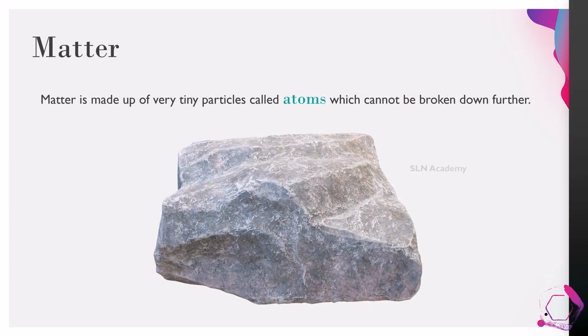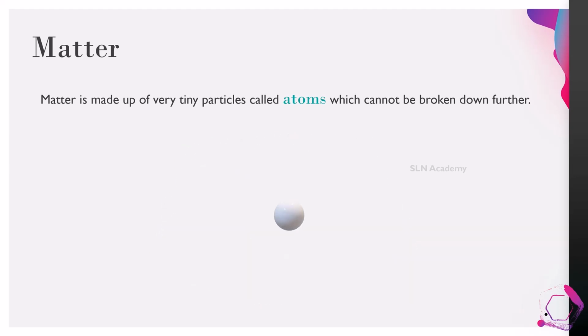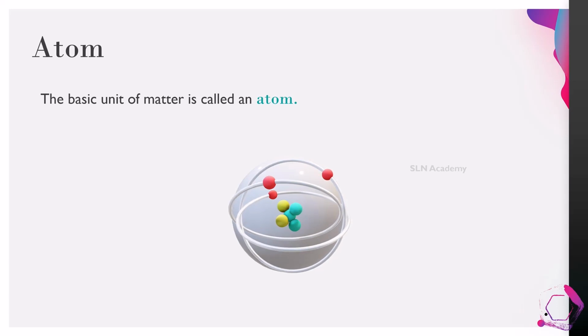Matter. Matter is made up of very tiny particles called atoms, which cannot be broken down further. These atoms combine in different ways to form different kinds of molecules. Atom. The basic unit or smallest particle of matter is called an atom. This is an example of internal structure of an atom. We will talk about this in detail in another video.